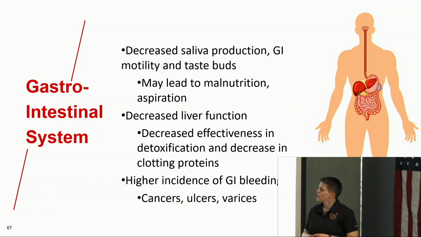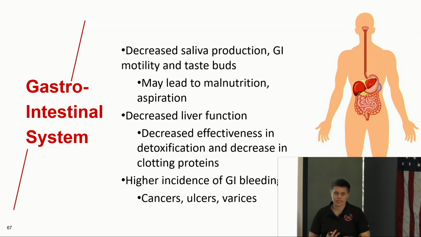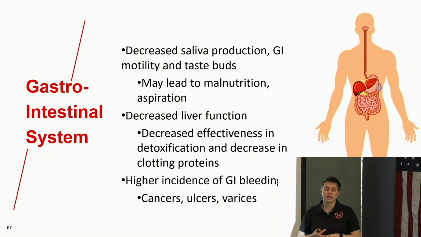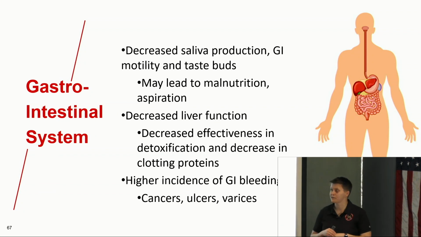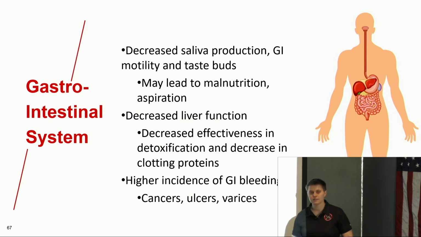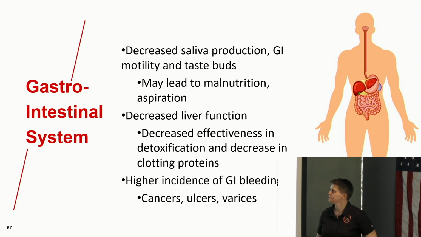Some of the changes that happen as we age: we can have decreased saliva production, decreased GI motility, and actually fewer taste buds. So the fact that things don't taste well, the fact that it's harder to eat certain foods may contribute to malnutrition or even aspiration. Patients might have decreased liver function. This affects detoxification and clotting most prominently. And then there's a higher incidence of GI bleeds for a variety of different reasons in the elderly patient population.